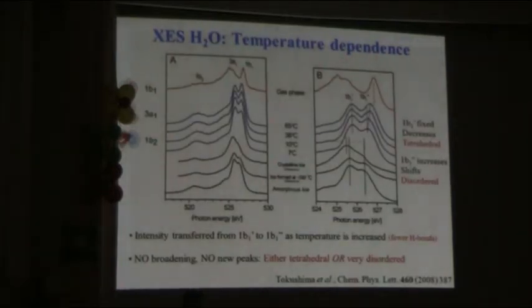Here's X-ray emission spectroscopy now. So on the left we have the full spectra. Here we have gas phase. Here we have crystalline ice, and we can see there's a shift between gas phase and the condensed phase. Now, in the liquid, we get a split with one peak close to the gas phase and the other peak close to the position in tetrahedral ice.